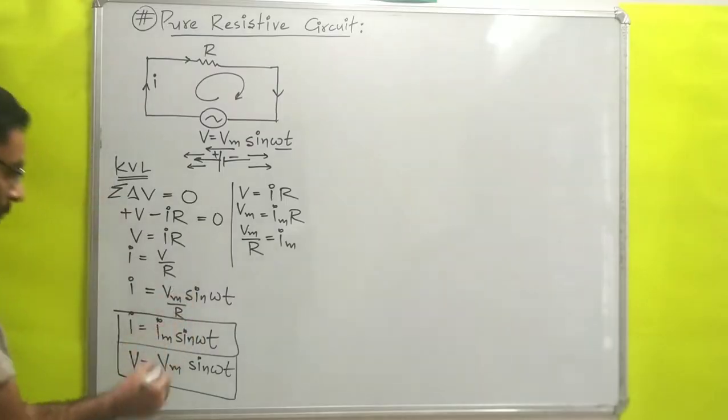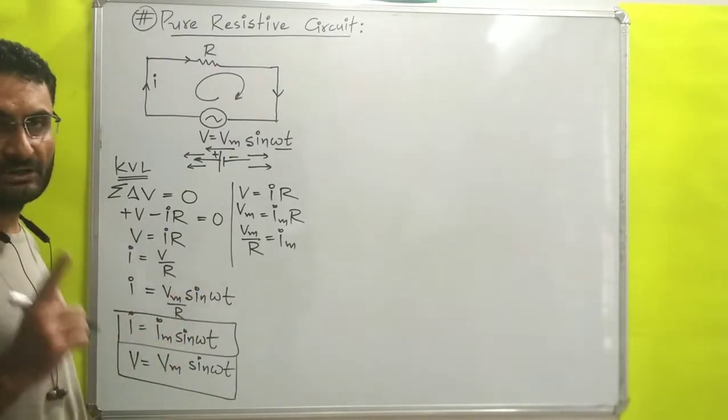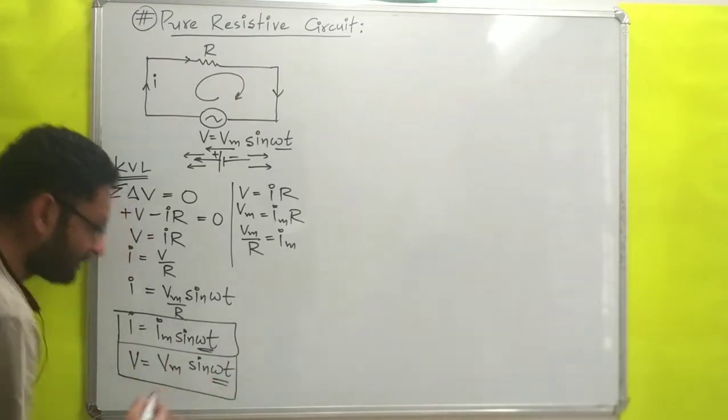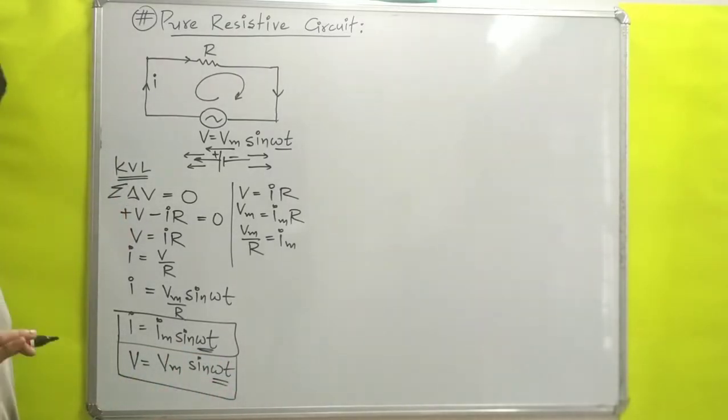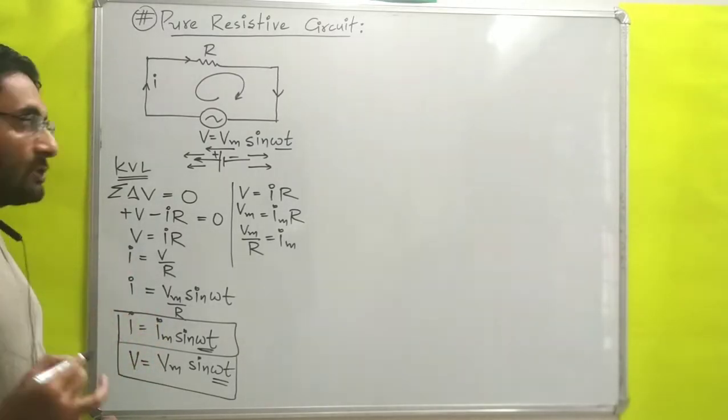Now from both of these equations of current and potential, we can make one conclusion: the phase of current and the phase of potential are both the same. That means the phase difference between current and potential is 0.